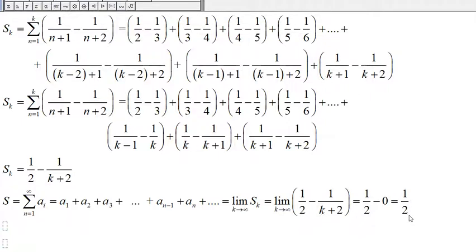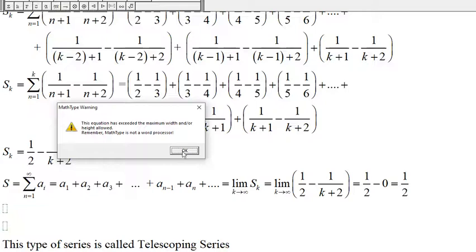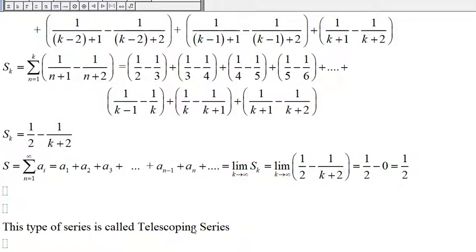And we saw earlier that when we used the simulation program, the infinite series was approaching 0.49999 or 1/2. This type of series is called a telescoping series.